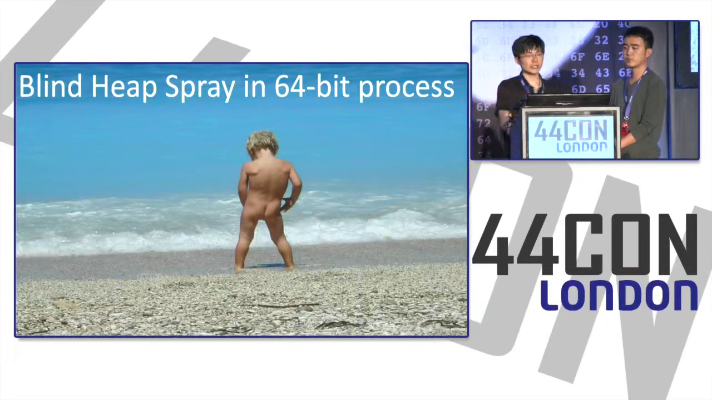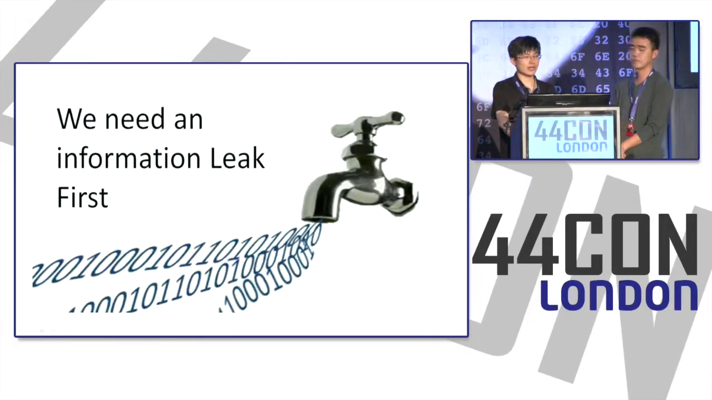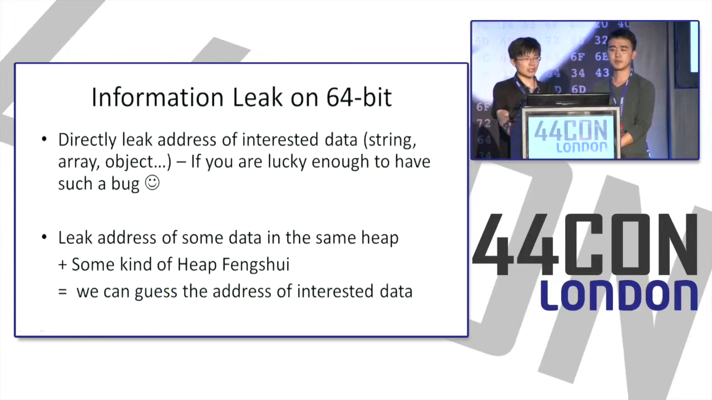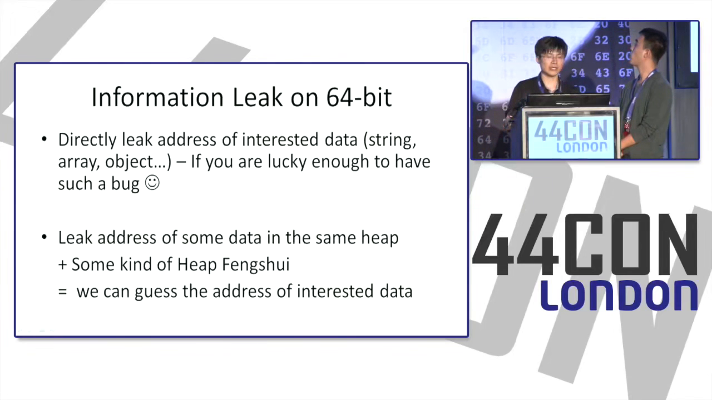So yeah, simple heap spray in 64 bits just does not work. So we need some kind of information leak here. Basically, to do an information leak on a 64-bit process, if you have a good enough bug, you may directly leak the address of interesting objects such as a string or JavaScript array.